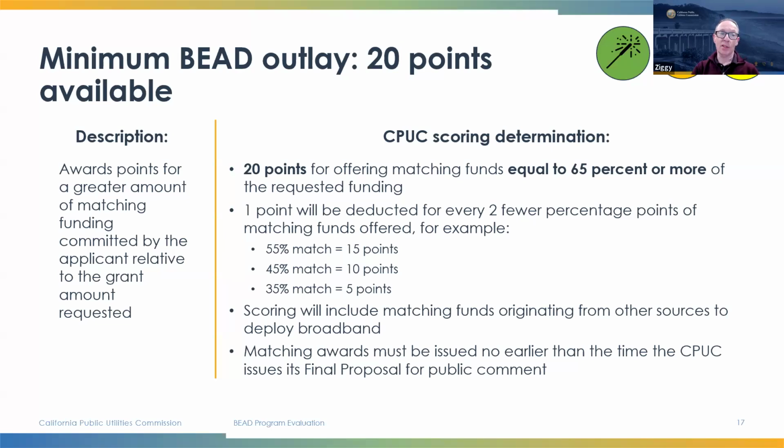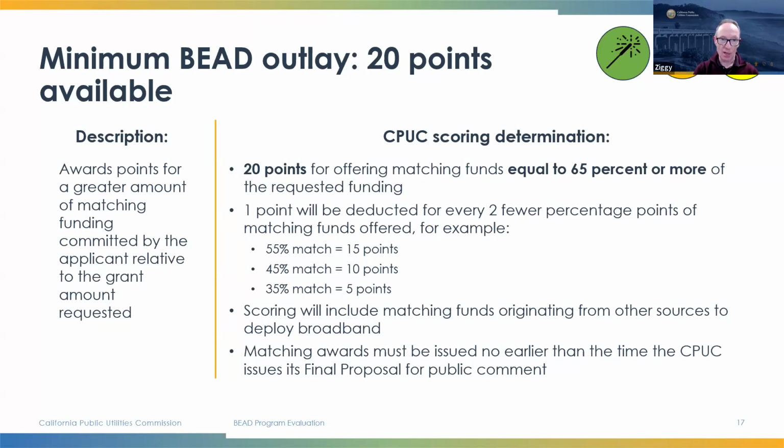Then we have the Bead outlay. This is your commitment to how much you're willing to offer in matching funds. So 25 points, 20 points are available if you are able to offer matching funds at an amount of 65% or more of the total funds. 1 point will be deducted for every 2 percentage points of matching funds.